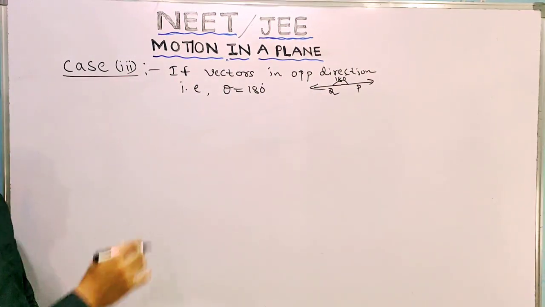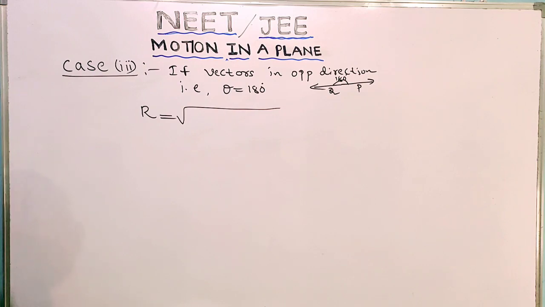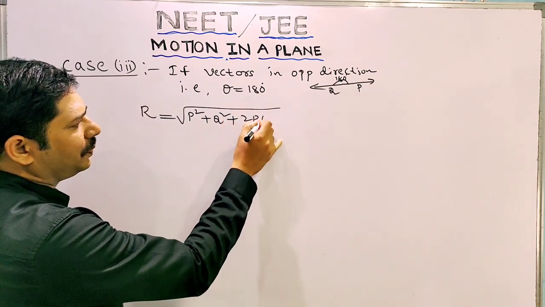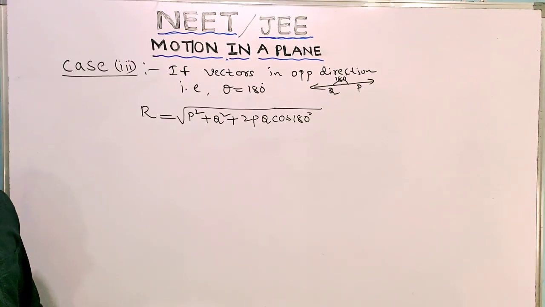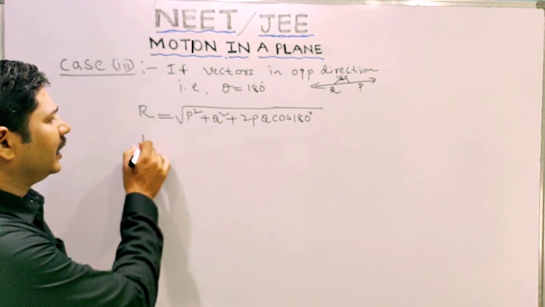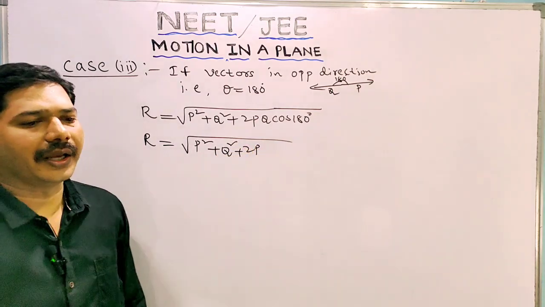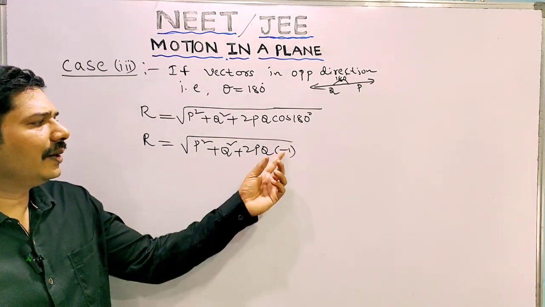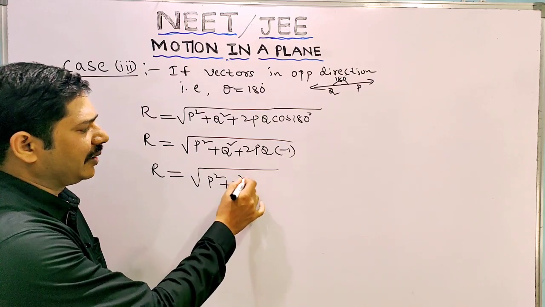Okay, now here resultant R equals under root P square plus Q square plus 2PQ cos 180 degrees. Here cos 180 value is how much? Cos 180 is minus 1. Therefore, resultant R equals under root P square plus Q square plus 2PQ, and cos 180 is minus 1, so minus into plus gives minus: R equals under root P square plus Q square minus 2PQ.